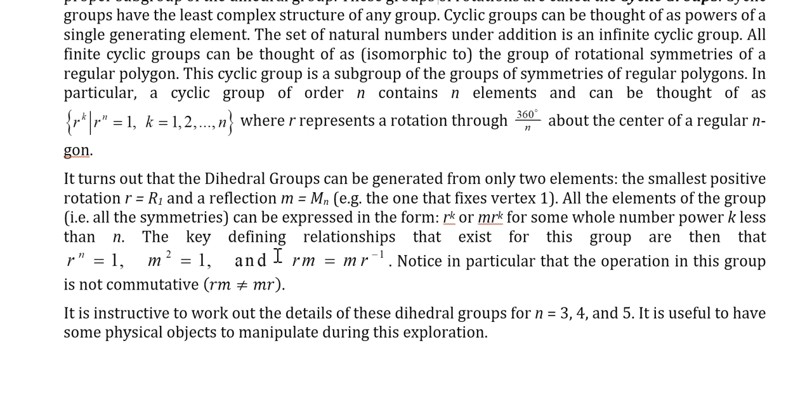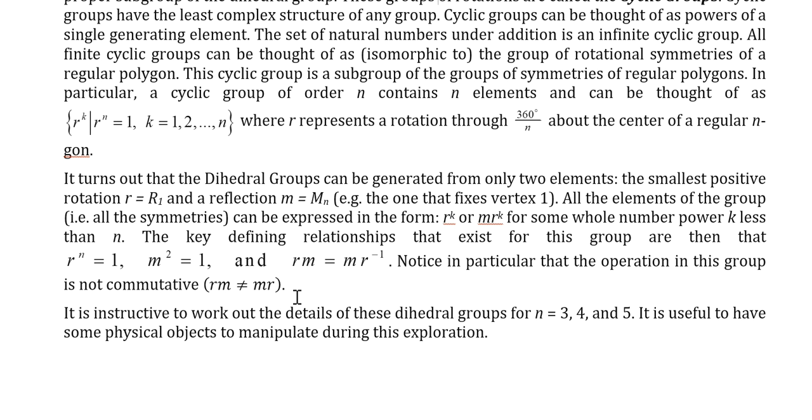And the key defining relationships that exist for this group are then R^n is 1, the identity. If you square m, that's 1. And R times m is m times R inverse. Notice in particular that the operation of the group is not commutative. Rm and mR are not the same thing. So these are typically not commutative groups.